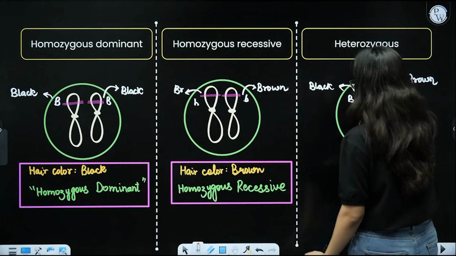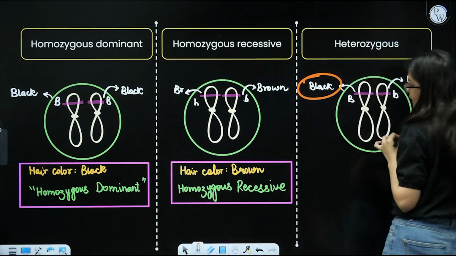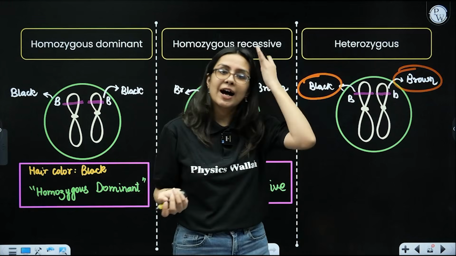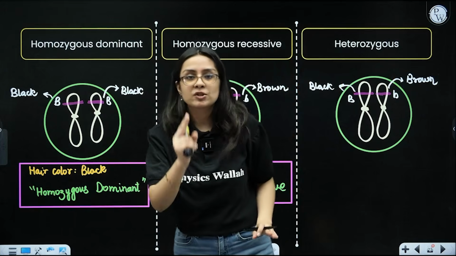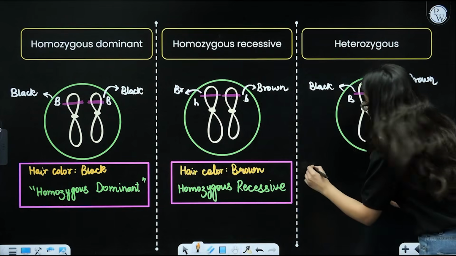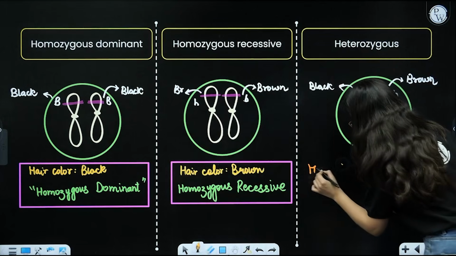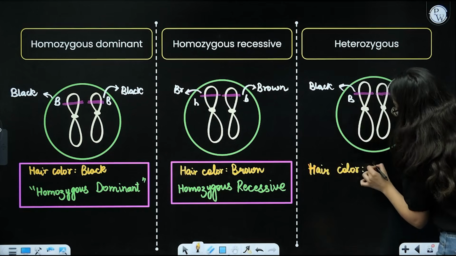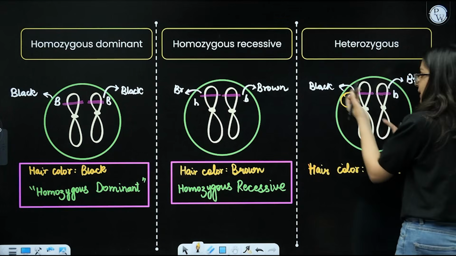Now talking about the third case, beta, look carefully. Over here you see that one allele says that the hair color has to be black. The other says the hair color has to be brown. Again, what will happen? Half brown, half black? Or a blend of both colors? No. The color that will be shown in the hair of the child will be where the allele is dominant. So the hair color will be black because black is dominant. As you can see, capital B, it is dominant, so hair color will be black.